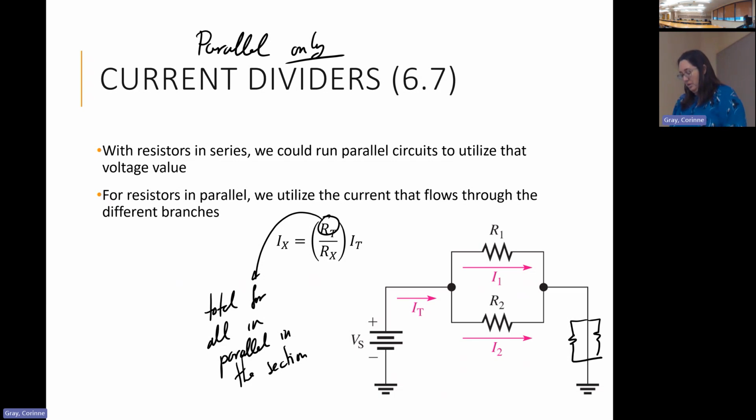So anytime we're dealing with the current dividers, again, we need to look at that particular chunk of stuff in parallel. So this IT here may not just be the total current from the battery, but this is the total current coming into those parallel resistors.